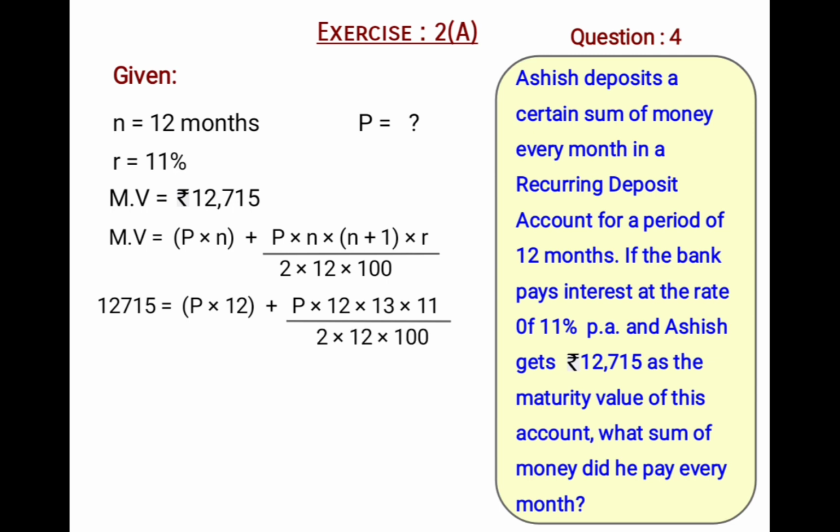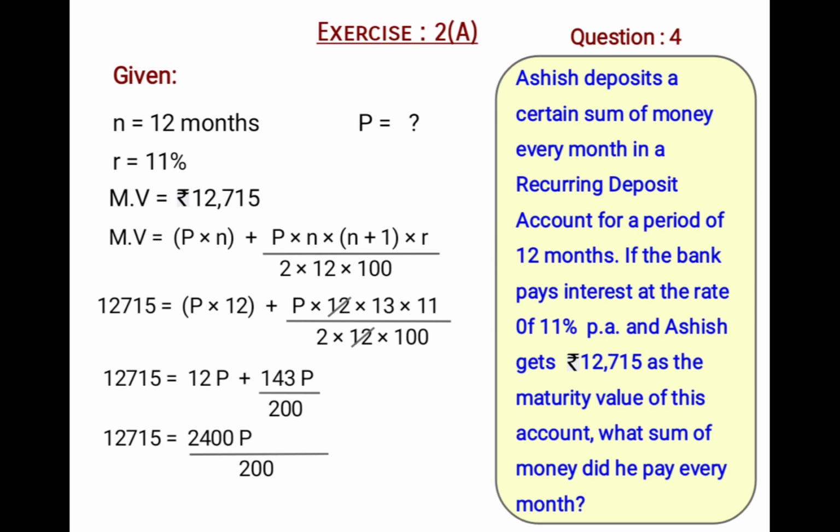Now we are going to cancel the 12 in the numerator and in the denominator. When we simplify this, we will get 12,715 is equal to 12 into P, 12P, plus 13 into 11, 143P, divided by 2 into 100, 200. Now we are going to take LCM. So 12,715 is equal to, LCM is 200, 12 into 200, 2400P plus 143P.